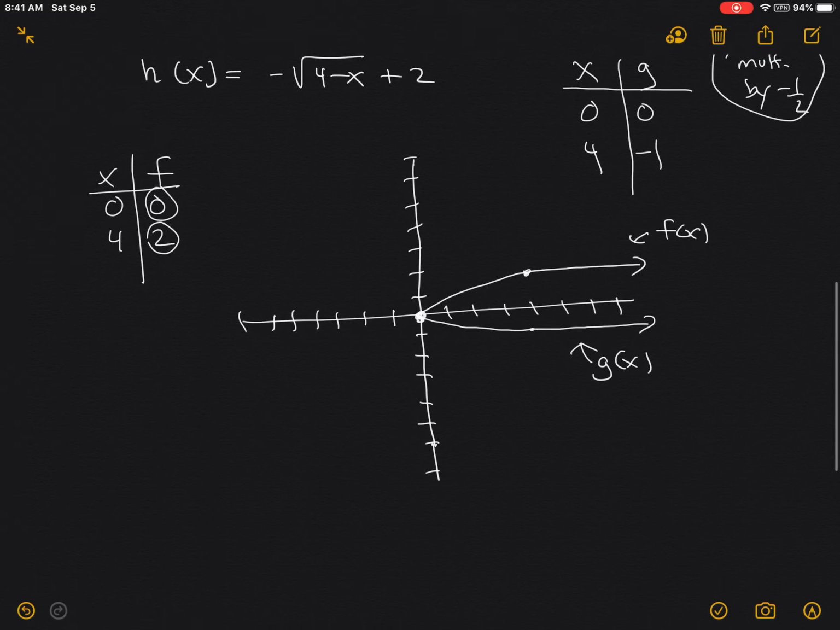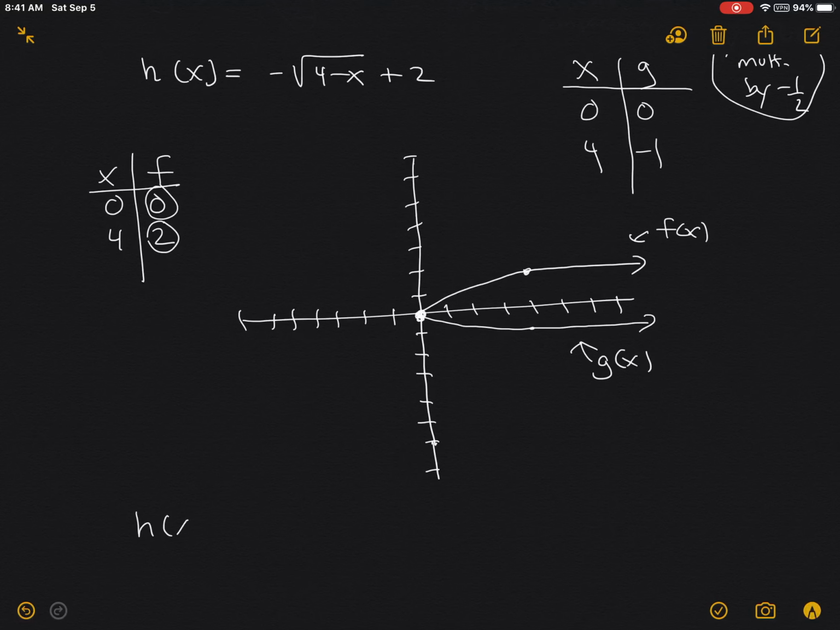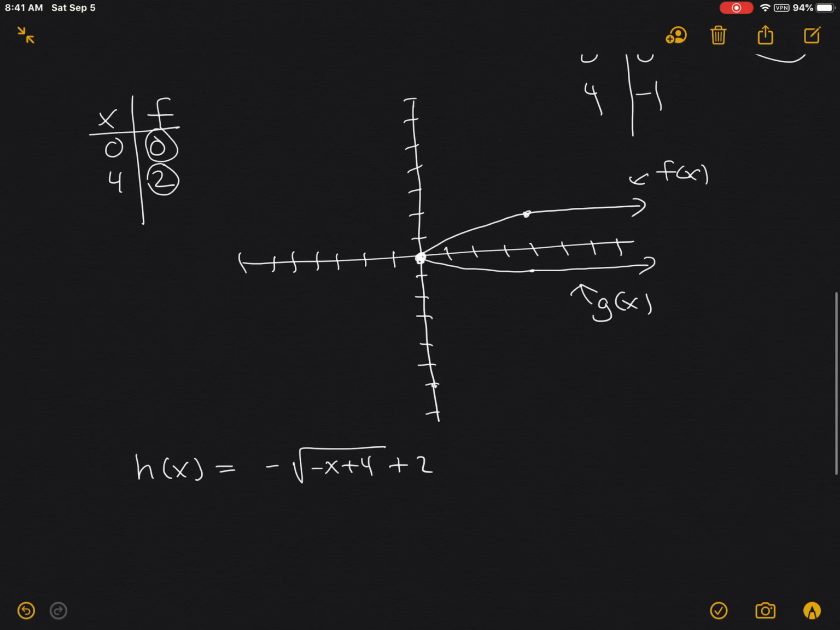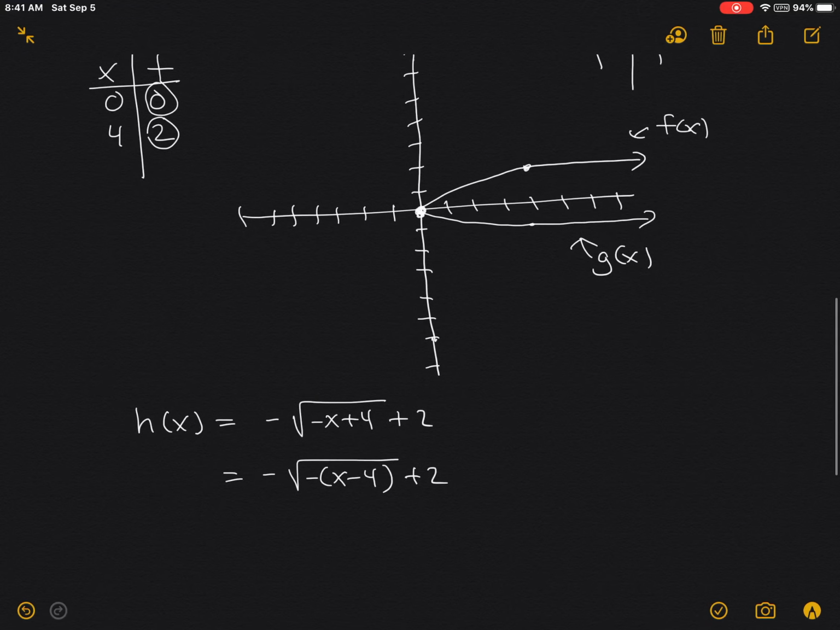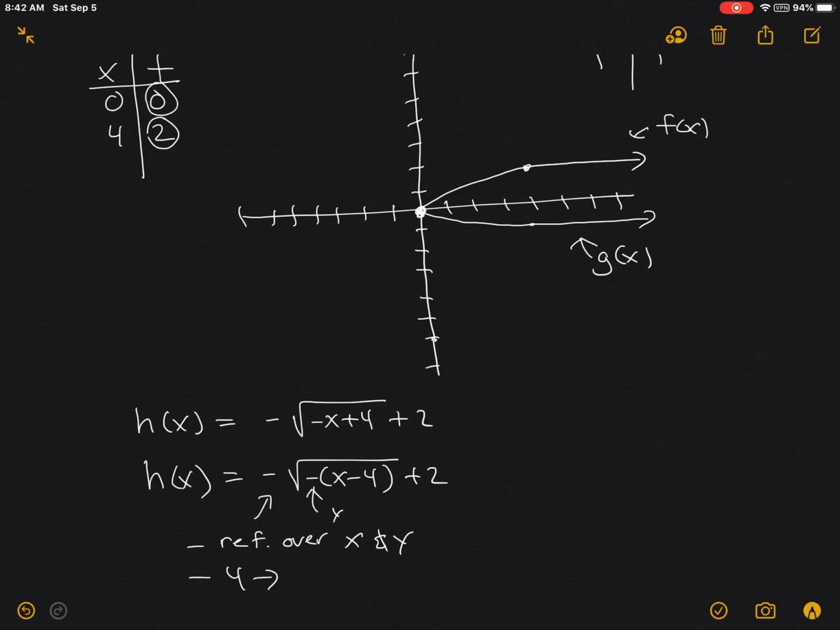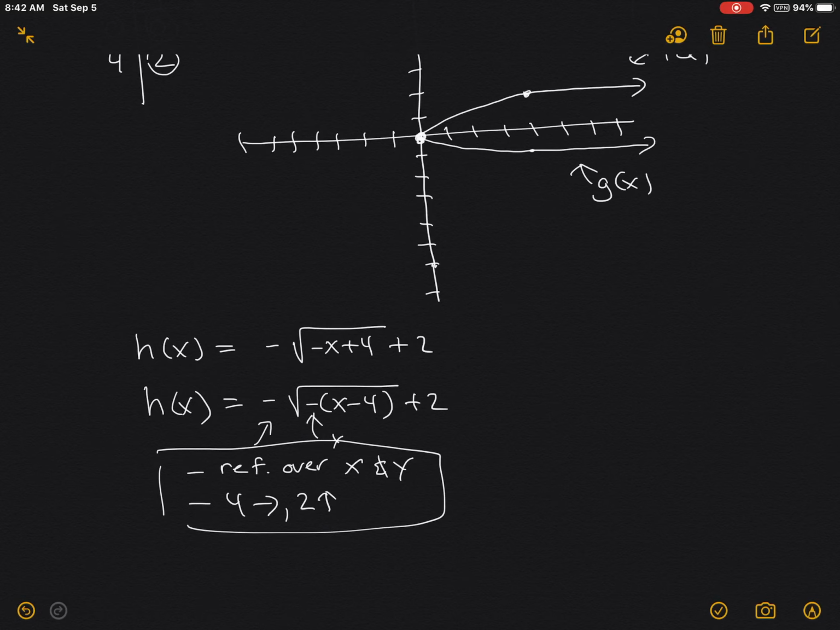Okay, so on this one right here, on part h, you have to kind of rewrite it. And what do I mean by rewriting? Well, rewrite this as negative x plus 4 plus 2 and factor out that negative. So again, factoring out that negative. This one bears worth explaining. How is this function h of x different from f of x? This means reflection over the x, right? This means reflection over the y, so x and y, 4 units to the right and then 2 units up. Okay, so that's how you would describe the transformation in words.